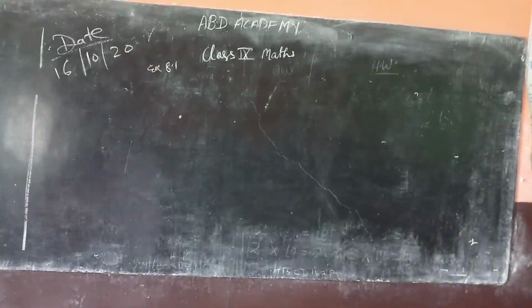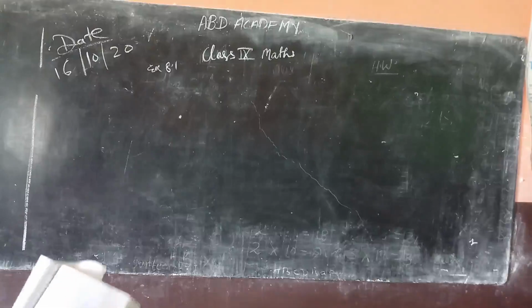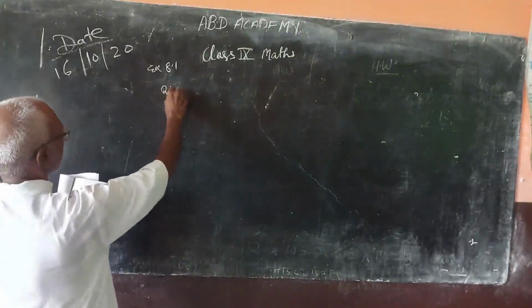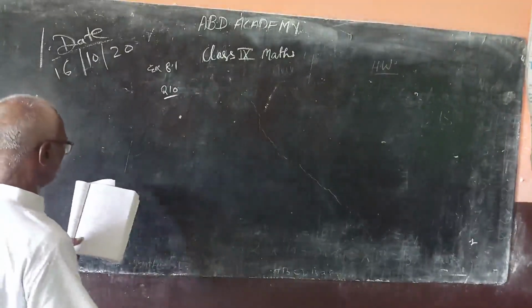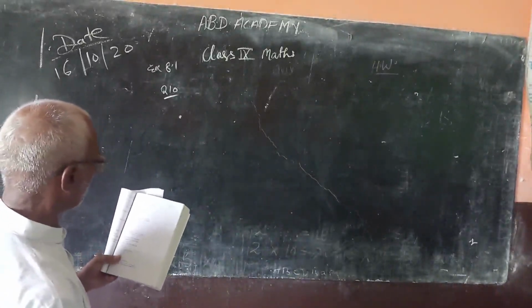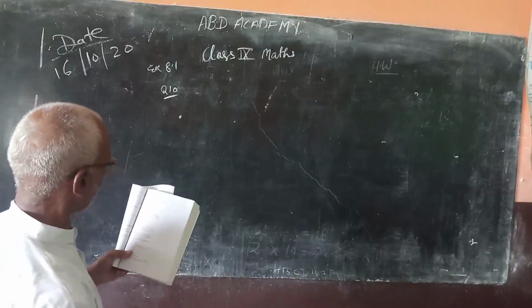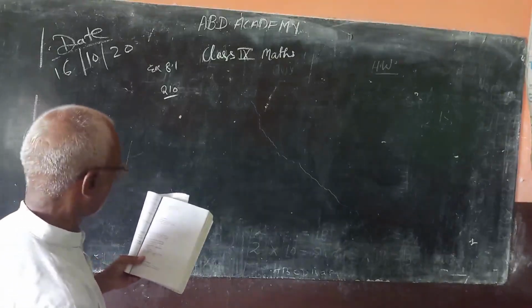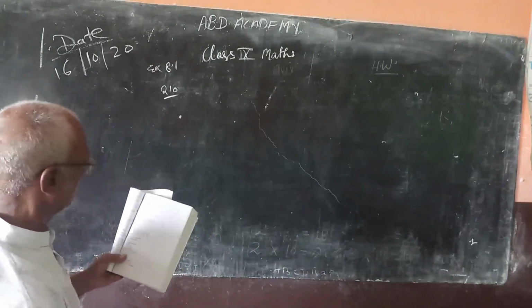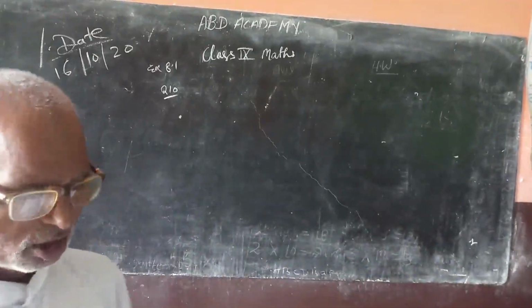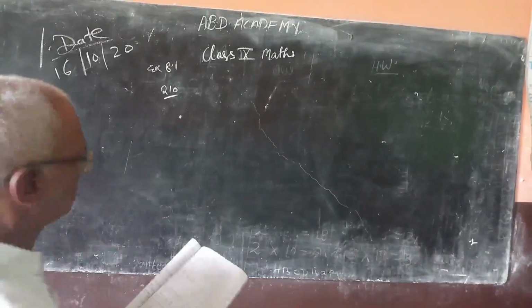Question 10. These questions are very important for your examinations. Question 10. ABCD is a parallelogram. AP and CQ are perpendiculars from vertices A and C on diagonal BD, so that triangle APB is congruent to triangle CQD. Hence AP is equal to CQ. This is also a case of simple congruency.